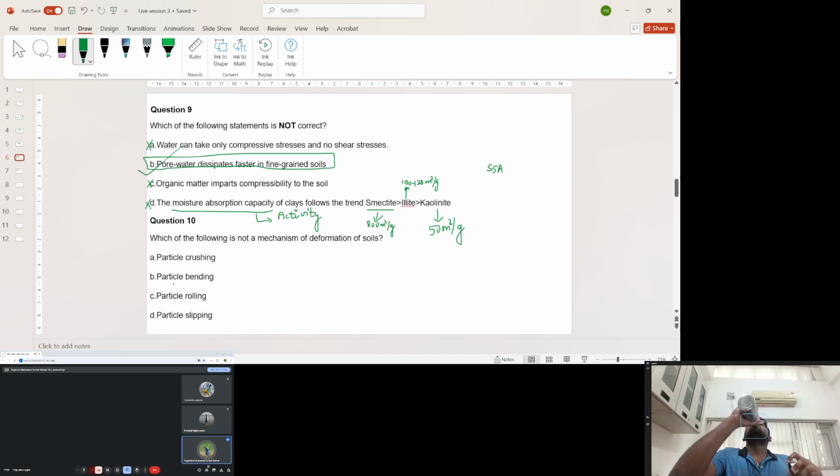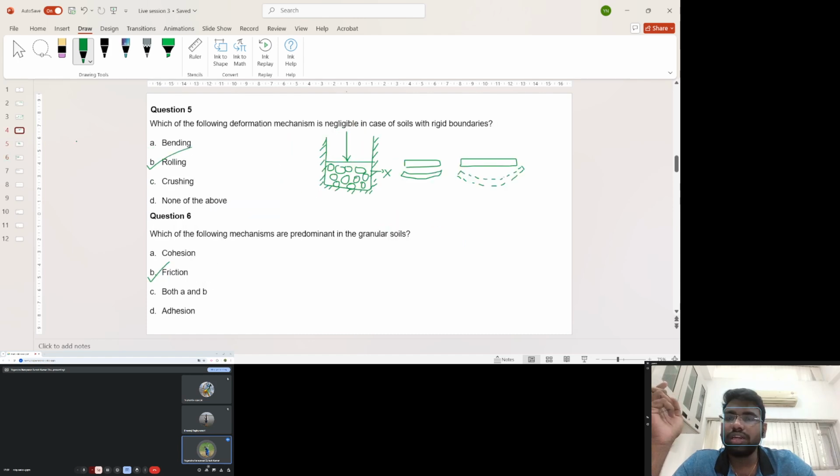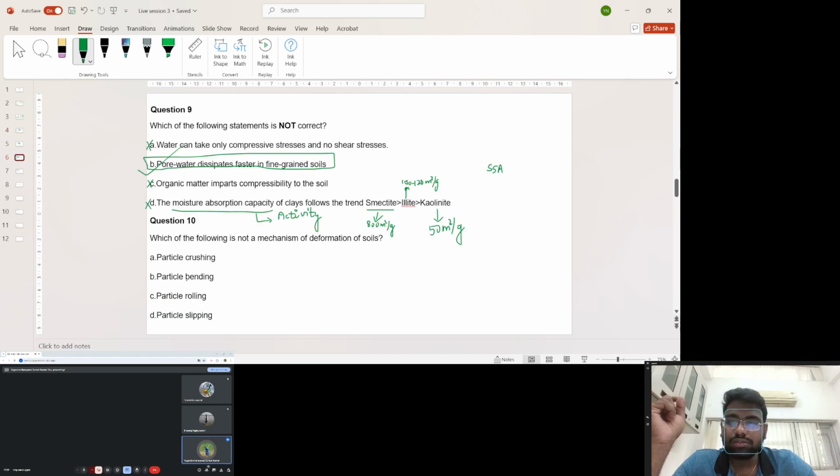Option D, particle slipping. Earlier, there I have specified the particular boundary condition. Here it is universal. All three are deformation mechanisms. Slipping is not the mechanism. So this is the answer. Understood?